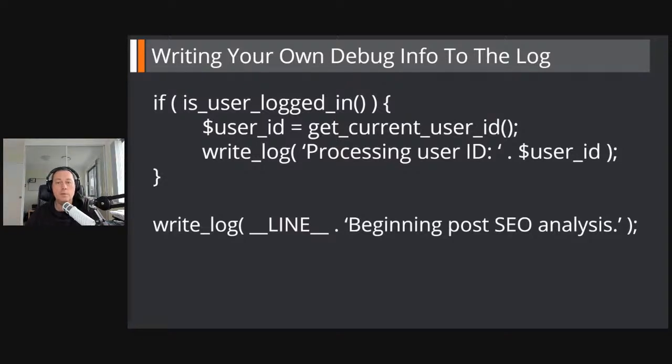Sometimes if I'm trying to locate what's happening in a process, I'll write some logs, maybe 5 or 6 in different areas, just so I know whereabouts the error is located and which line number it is as well. Now, the very first one here is a little bit more complicated, but it gives you a good use case. So this one is basically saying if a user is logged in, I want to get the current ID of that user, and I'm going to write to the debug log file, processing user ID with that ID number.